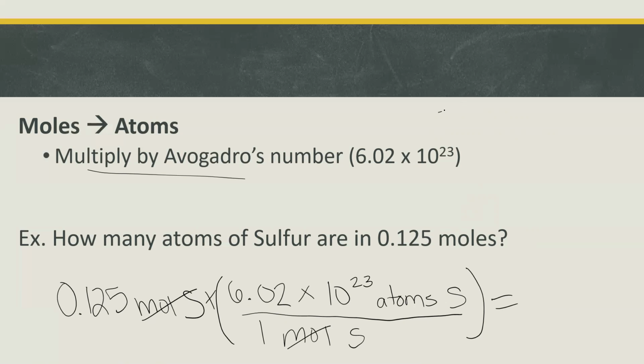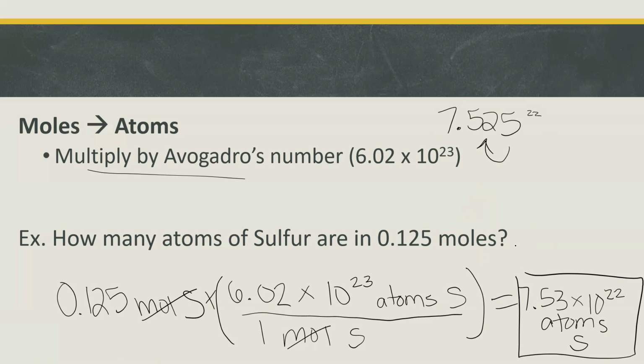My calculator says 7.525, and then up here it has 22. Okay, so I'm going to round it to 2 decimals, 7.53, because this would round it up, and then times 10 to the 22nd power atoms of sulfur.